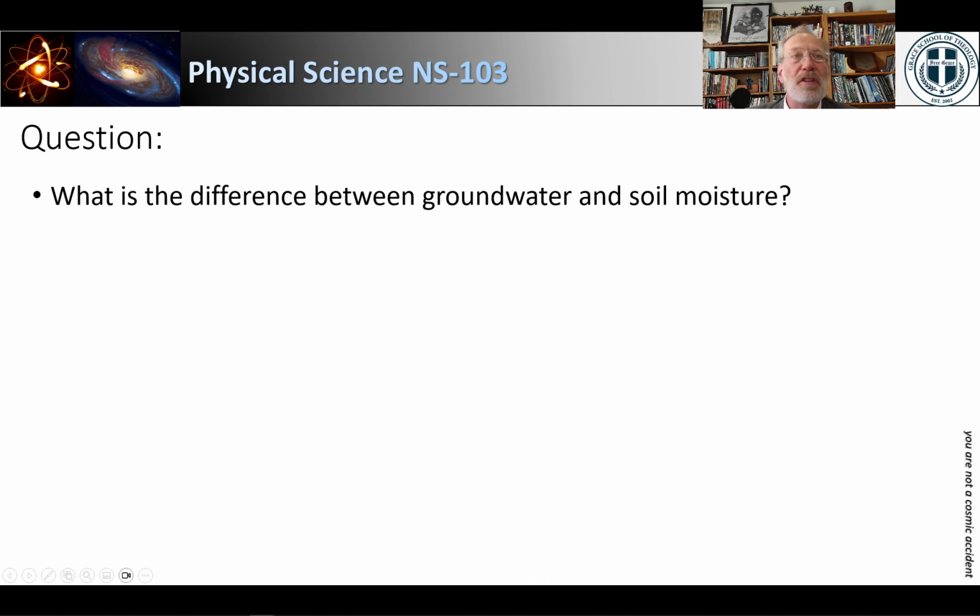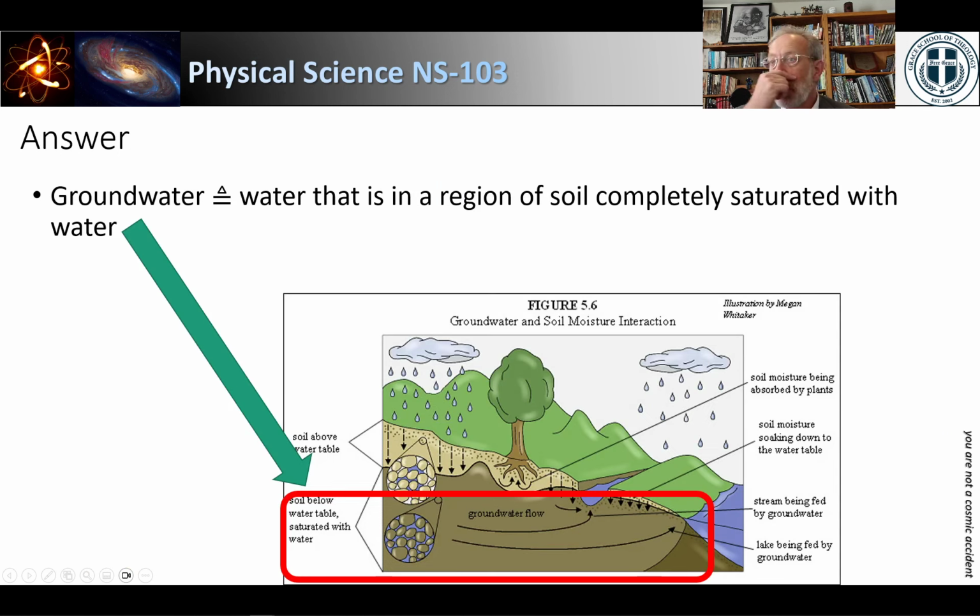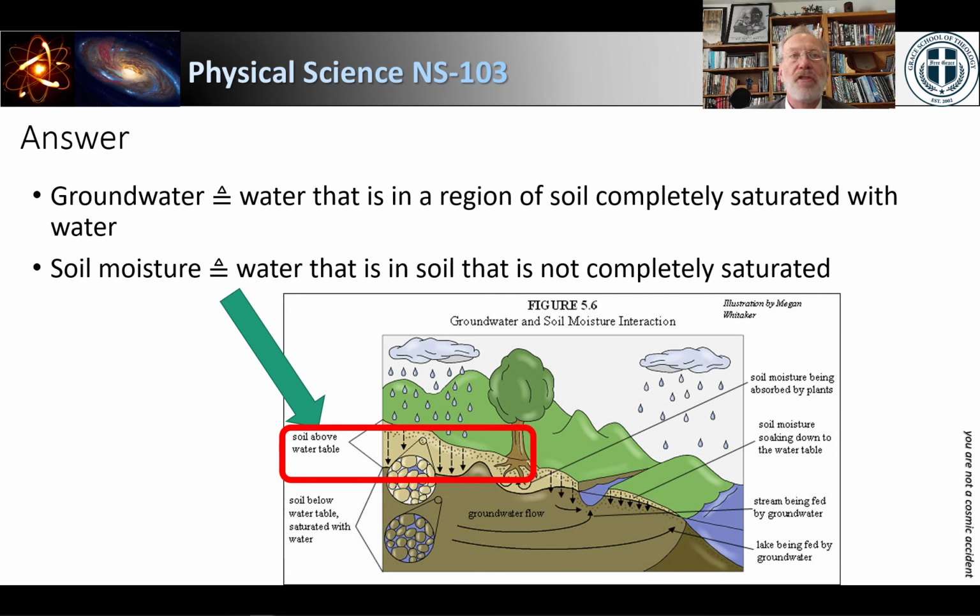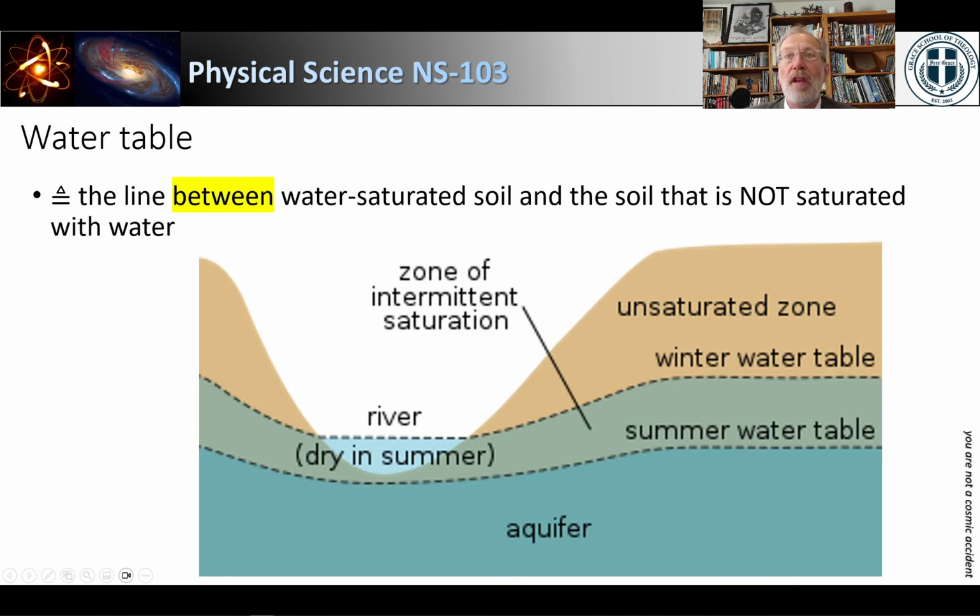Here's a quick question. What's the difference between groundwater and soil moisture? Well, if you look at this picture, which is actually out of the textbook, groundwater is water that's in a region of soil completely saturated with water. So if the ground is completely saturated, that's what we're talking about. Whereas soil moisture is water that's in soil that's not completely saturated, which leads us to talk about this thing called the water table. It's kind of an imaginary line that's drawn between soil that's completely saturated and soil that's not completely saturated.